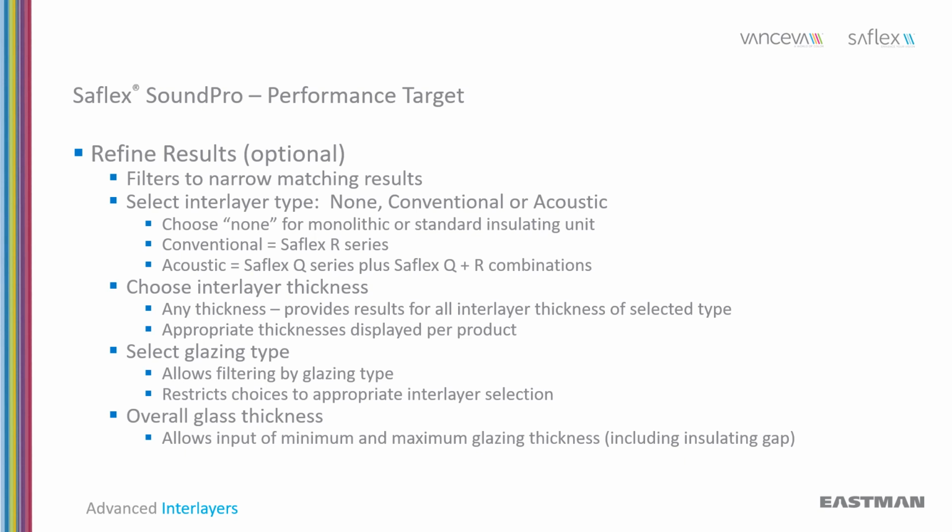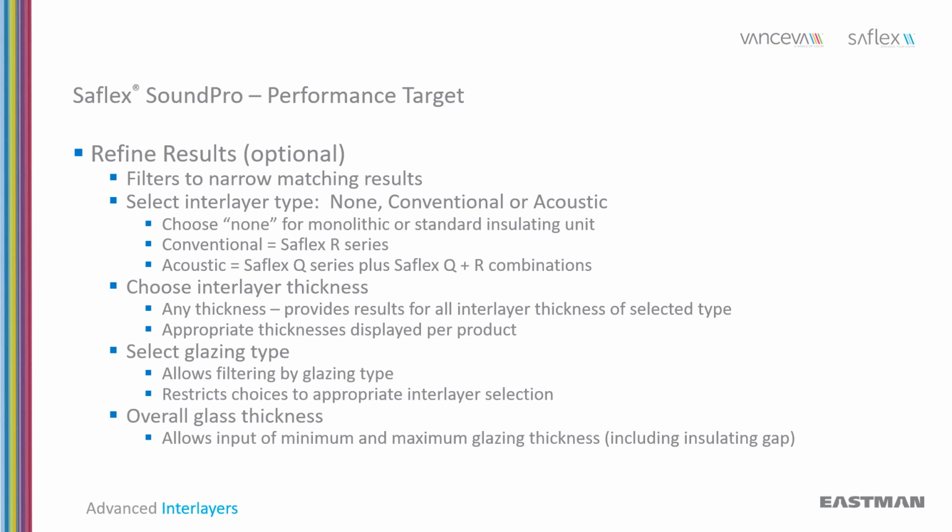After you've chosen the type of interlayer, you can also choose the interlayer thickness. If you select any thickness, all configurations of that interlayer will show up in your results. If you have selected a different thickness or a specific thickness, you will only see the results for that thickness. You then select the glazing type. This allows filtering by the type of glazing, namely laminated, laminated insulating, and double laminated insulating. It restricts the choices based on all of the other filters that are also filled out.